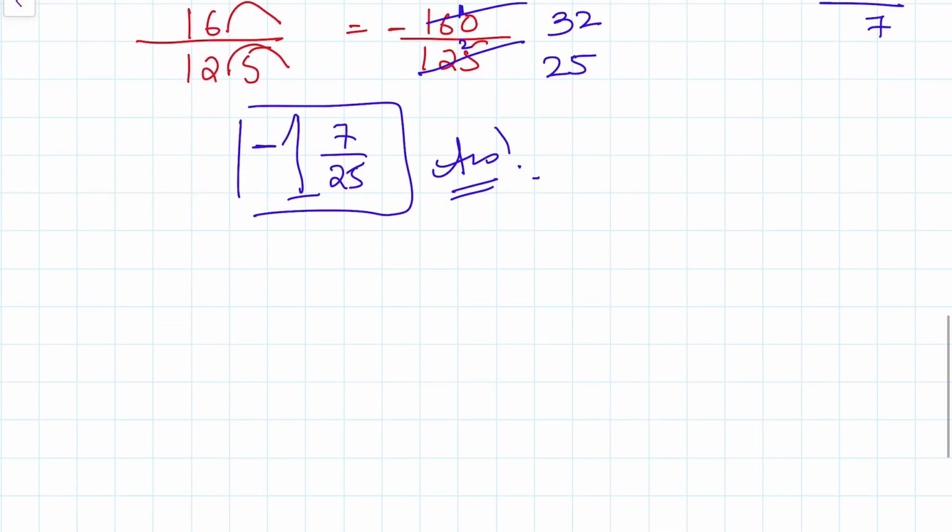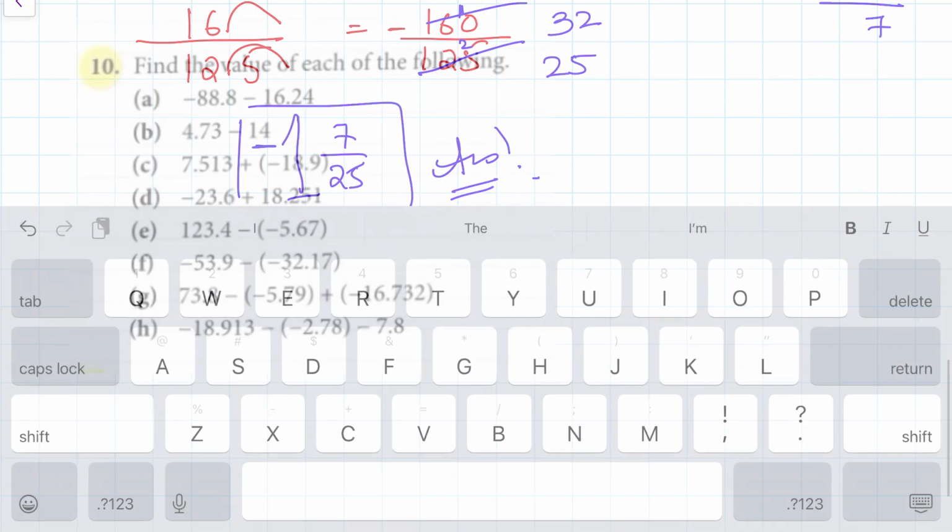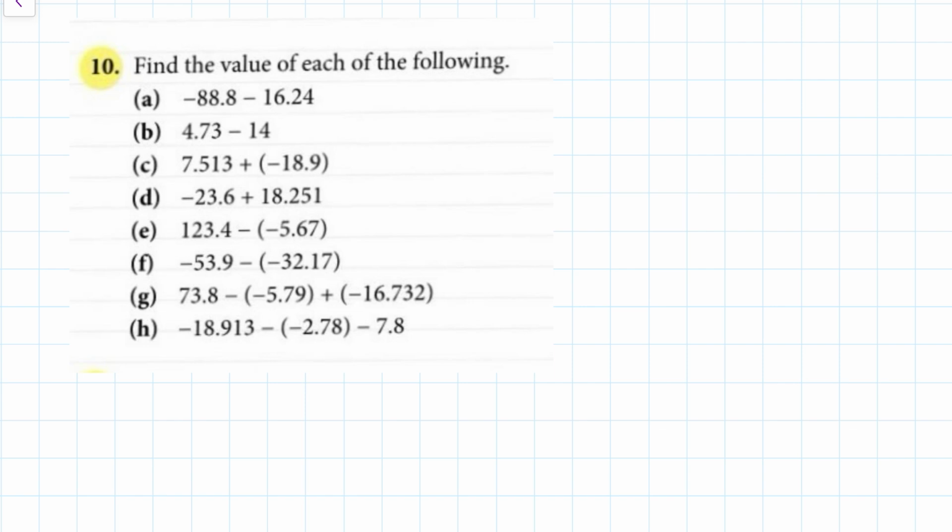All right, let's move on to a couple of more difficult questions. I'll do one question, that's it. The rest you can do as practice, and you can comment down below if you have any problems. Let's do the part G.